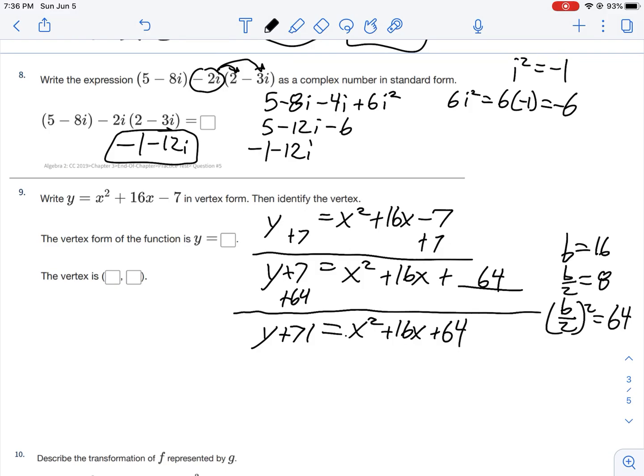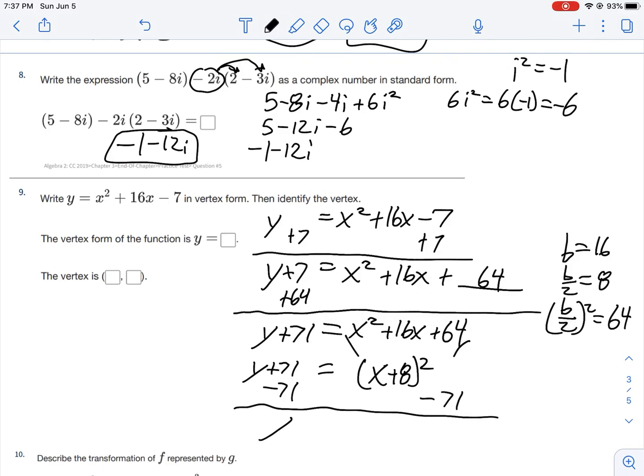We have a perfect square on the right-hand side. This factors down into x plus 8 squared. On the left-hand side, we still have y plus 71. Now we can bring our 71 back over to the other side by subtracting it. Minus 71. It happens on the outside of that squared. Y equals x plus 8 squared minus 71. That is vertex form. Y equals x plus 8 squared minus 71.